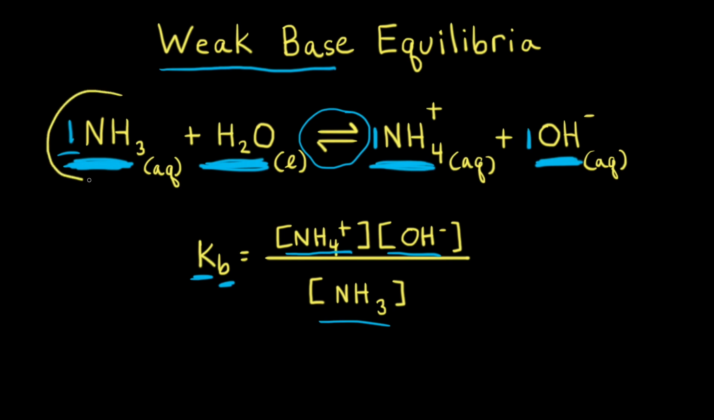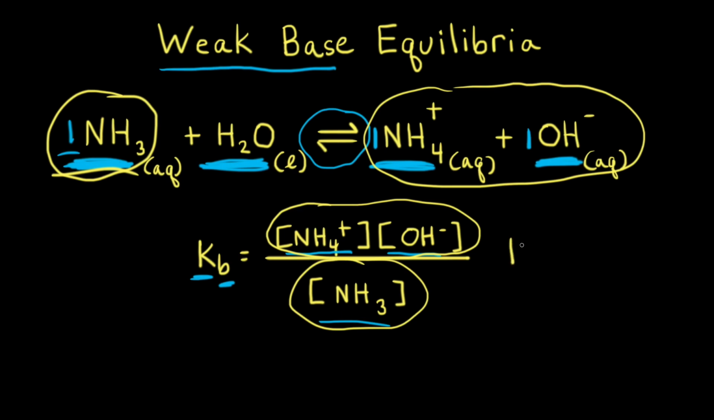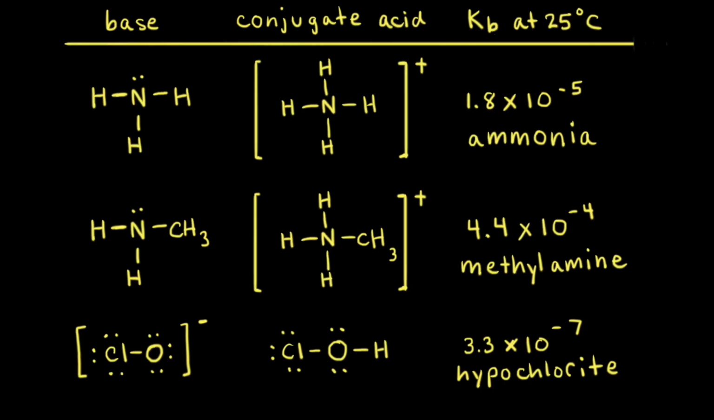Ammonia is a weak base, which means it only partially ionizes in water. And if it only partially ionizes, at equilibrium, there's going to be a small amount of products and a large amount of reactants. Therefore, looking at the equilibrium constant expression, the numerator is going to be very small compared to the denominator. So with a small numerator and a large denominator, that means that the Kb value for a weak base will be less than 1. Let's look at a few examples of weak bases.